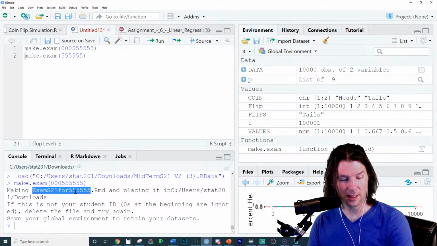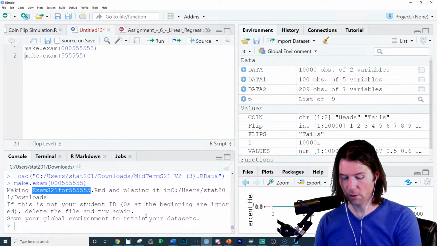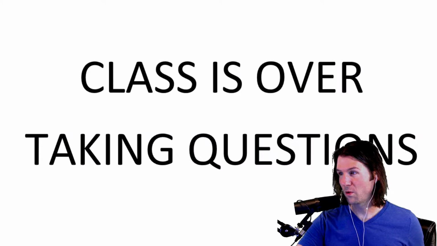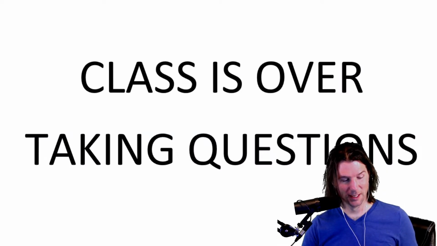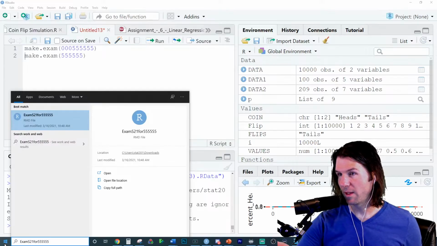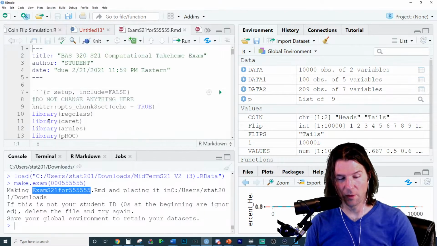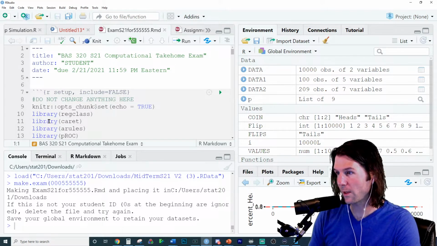You'll see when it makes it right here, it'll say making exam this. This is the file you need to find on your computer. It'll save to your working directory. I just put the loading screen up here, and then I'm gonna load the file. I just use the Windows button to find the file, and I click to open the file. And here's the file right here.